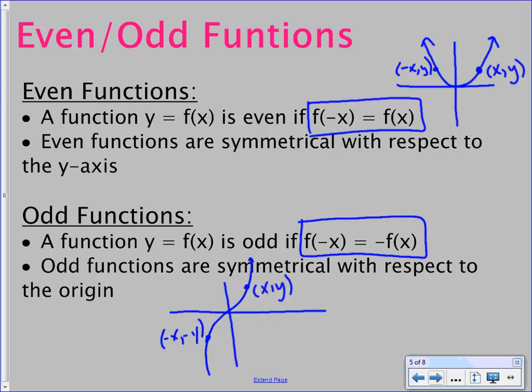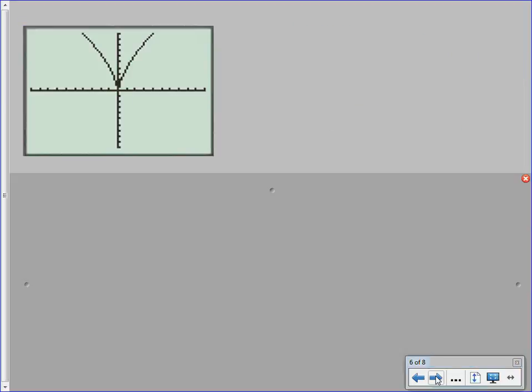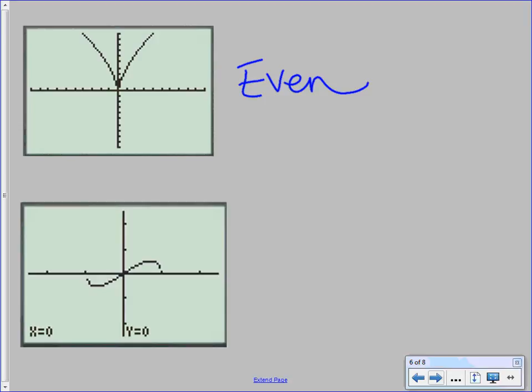So we're going to look at some pictures first. Picture number 1. Is this an even or an odd function? Even. This is even. Why? It's symmetrical about the y-axis. Even or odd? Odd, because we have symmetry about the origin.